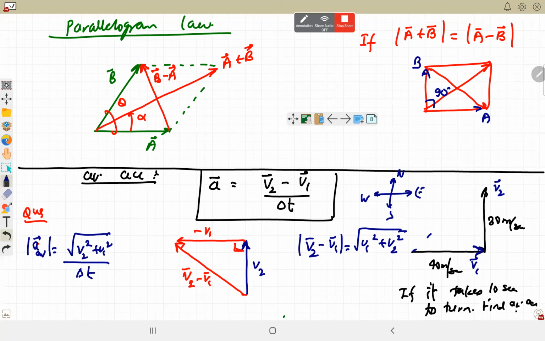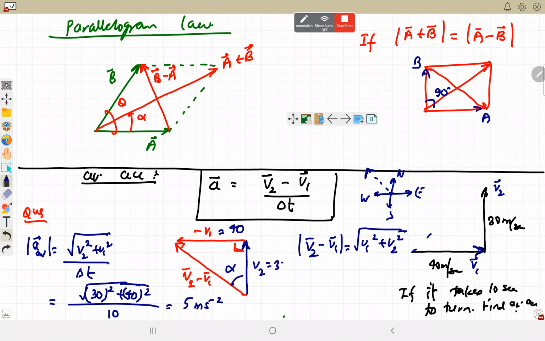Right, so that will be root of v2 square plus v1 square, 30 square plus 40 square, which is root 2500, that is 50, divided by time taken, 10 seconds. So 50 by 10 is 5 meter per second square. This is the magnitude, and the direction is somewhere between west and north, which we have to calculate from this angle. v1 is 40, v2 is 30, so tan inverse 4 by 3. We saw that it is 53 degrees. 53 degrees west of north.